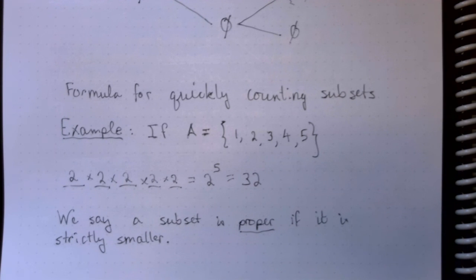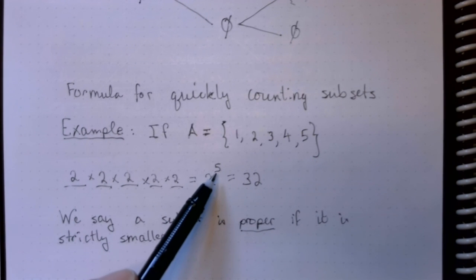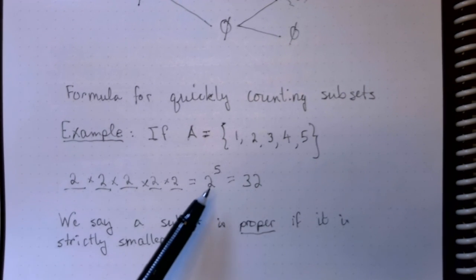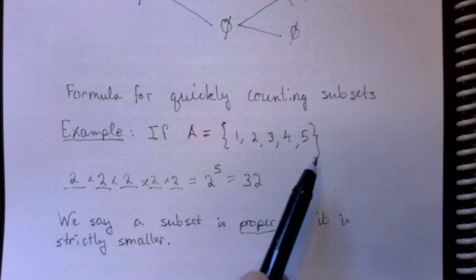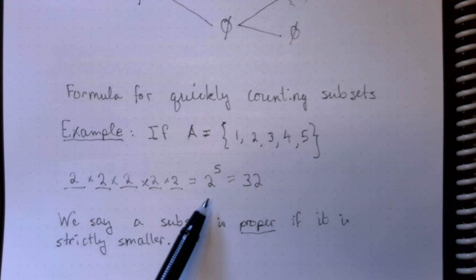All right? So a very quick way to determine how many subsets a given set will have. You look at the cardinality of your set, and you take 2 to that power. So since this set has cardinality 5, it's going to have 2 to the 5th subsets.